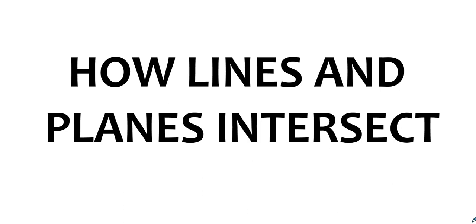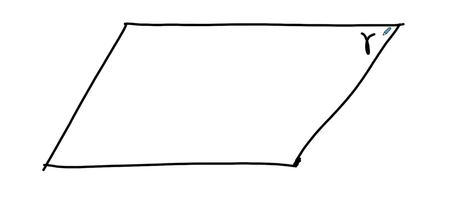Welcome back. In this screencast, we take a look at how lines and planes intersect. Let's deal with lines first. To deal with lines, we've got to have a plane of some sort because we really only care about lines if they're in the same plane. So this is some plane gamma, and it's got some points in it.